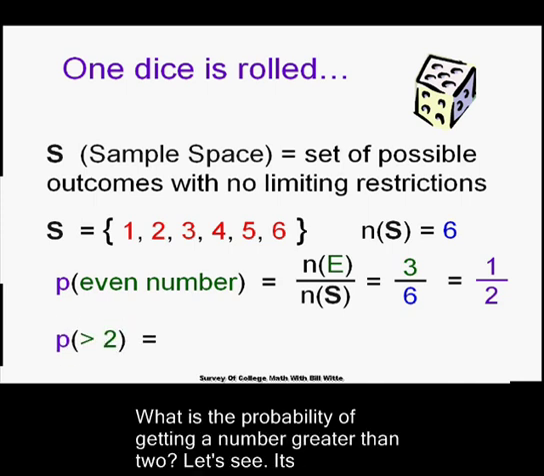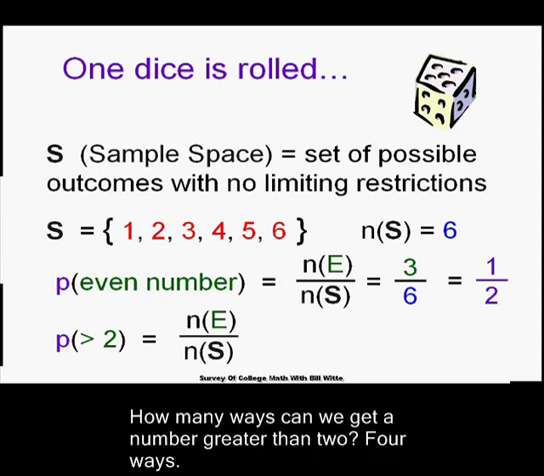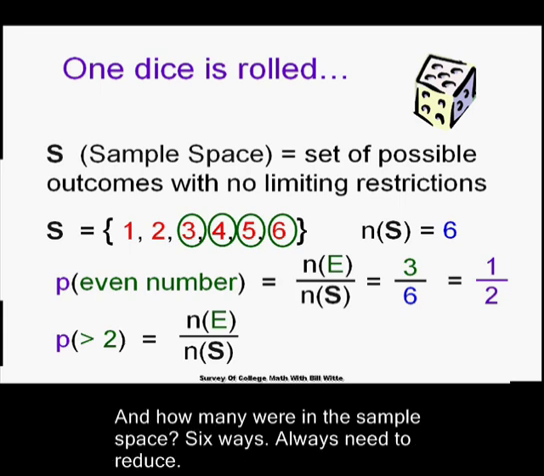What's the probability of getting a number greater than 2? Well, let's see. Once again, it's the number of members in the event space divided by the number of members in the sample space. How many ways can we get a number greater than 2? 4 ways. And how many are in the sample space? 6 ways.